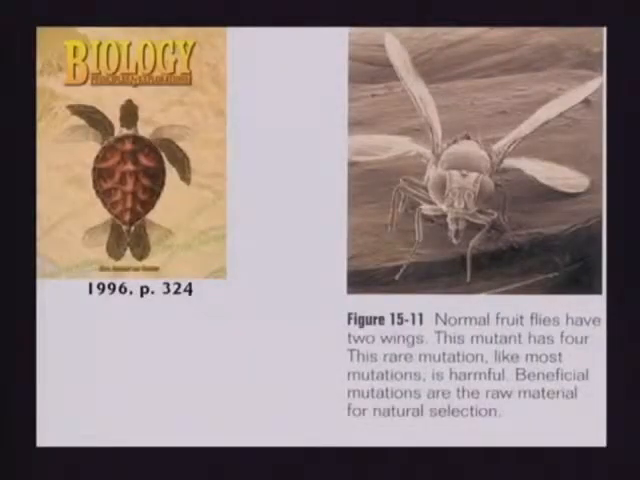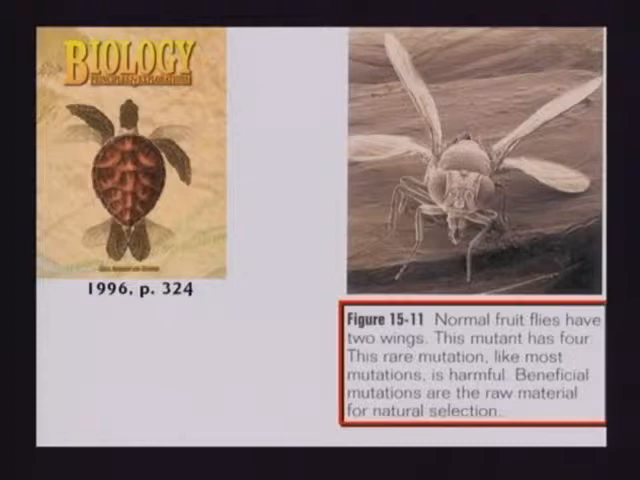This textbook shows the kids a 4-wing fly. Look what it says here now. Normal fruit flies have 2 wings. This mutant has 4. This rare mutation, like most mutations, is harmful. Watch this carefully. It says beneficial mutations are the raw material for natural selection.